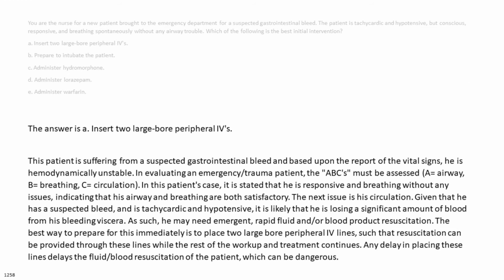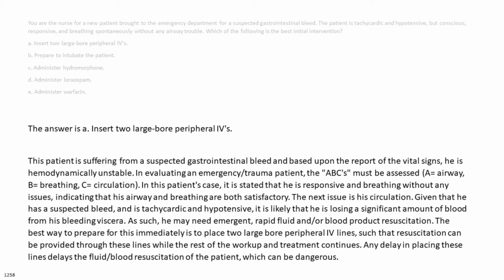The answer is A. Insert 2 large bore peripheral IVs. This patient is suffering from a suspected gastrointestinal bleed, and based upon the report of the vital signs, he is hemodynamically unstable. In evaluating an emergency trauma patient, the ABCs must be assessed: A. Airway, B. Breathing, C. Circulation. In this patient's case, it is stated that he is responsive and breathing without any issues, indicating that his airway and breathing are both satisfactory. The next issue is his circulation.